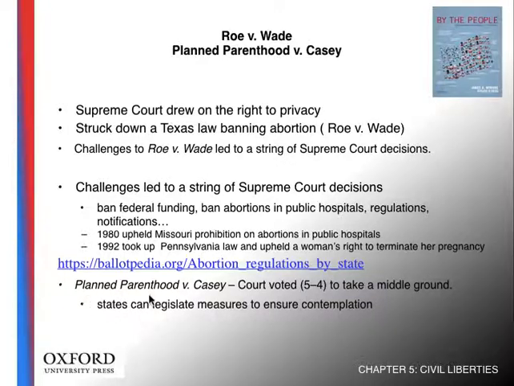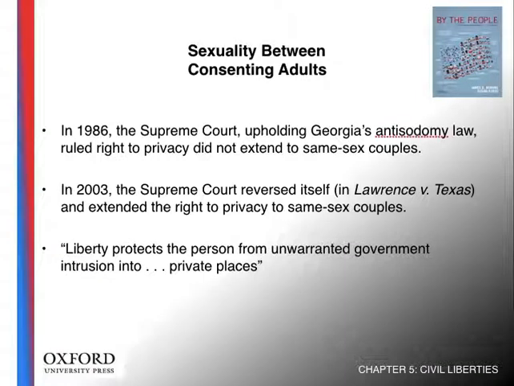So one of the cases was Planned Parenthood v. Casey, where the vote was really split 5-4, and said that states can legislate measures to ensure contemplation. So they can put regulations in place to make a woman, like maybe have the woman watch a video or wait a longer period of time before making the decision, or go and see other options, adopting and so forth.